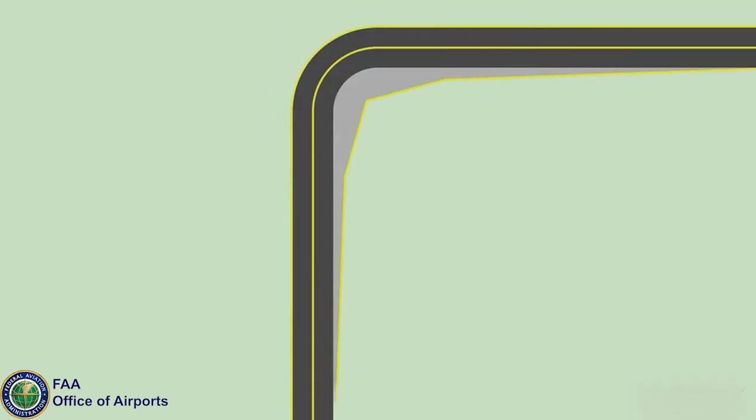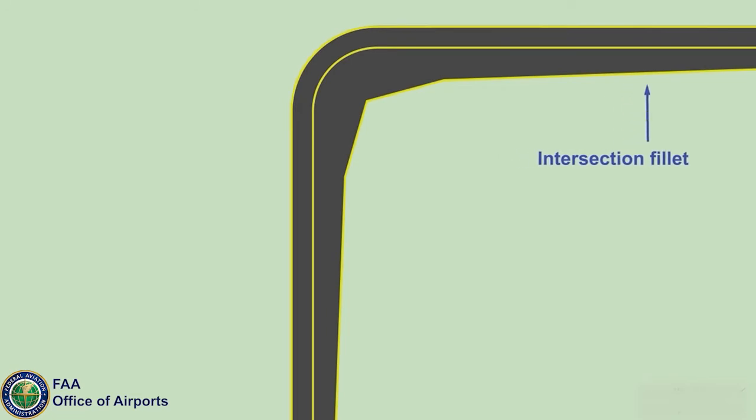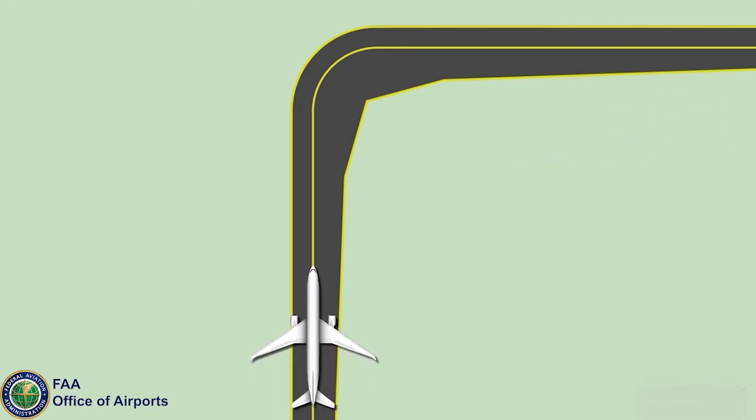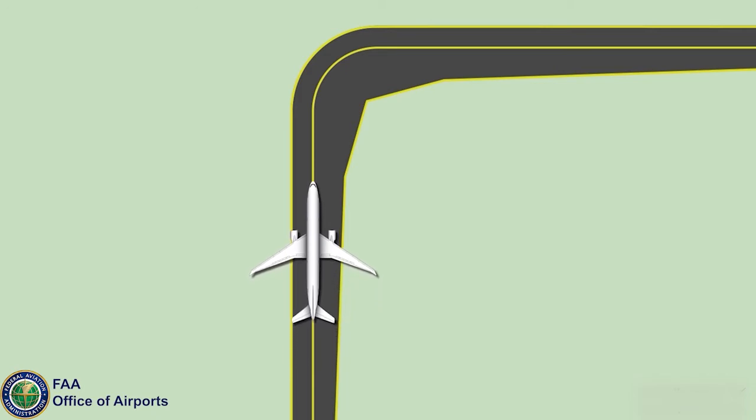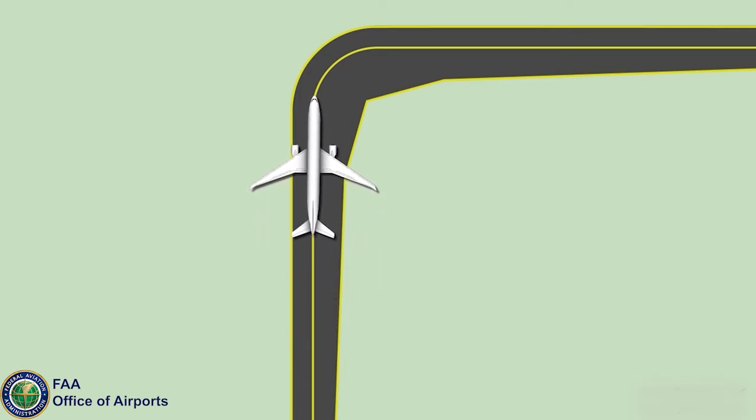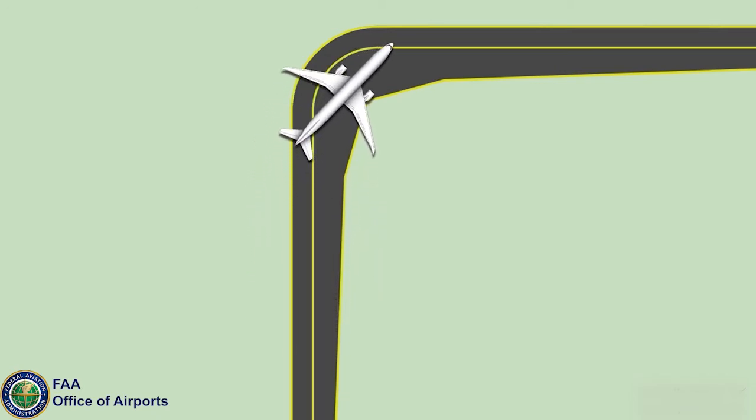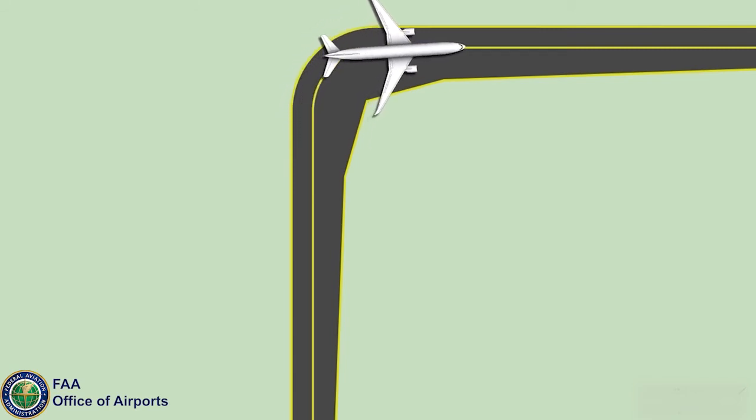TDG groups are also used for taxiway curve fillet design. A taxiway fillet provides additional pavement on the inside of the taxiway curve to account for the aircraft's wheel tracking to the inside of the taxiway centerline when turning. See detailed guidance on fillet design in AC 150/5300-13 and in the FAA video, Taxiway Fillet Design Tool.